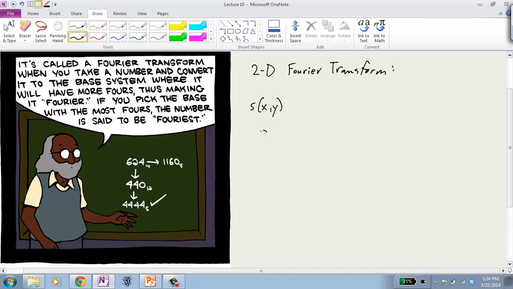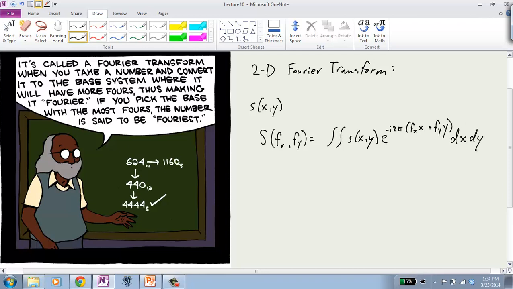And that's simply going to be, we would say a capital S of, now it's going to have 2 frequencies, fx and fy, and this is just going to be a double integral of s of xy e to the negative i 2 pi, and we have 2 terms up here, fx times x plus fy times y. All right, yep, that's it. And we take the integral with respect to x and the integral with respect to y.